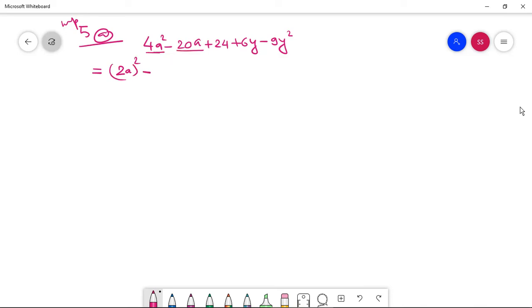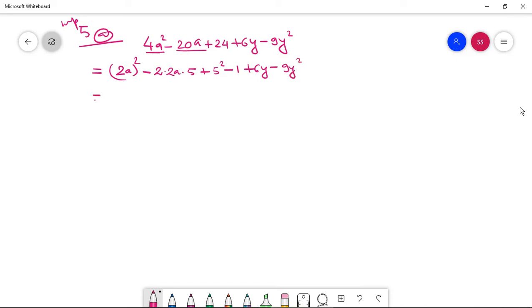So after this step, this whole term is (2a minus 5) whole square. Now compare these three terms. In this case, take minus common. So 1 becomes plus, 6y becomes negative, and 9y square remains 9y square. If we arrange it in this form, we break 24 as 5 square and 1 according to our condition.